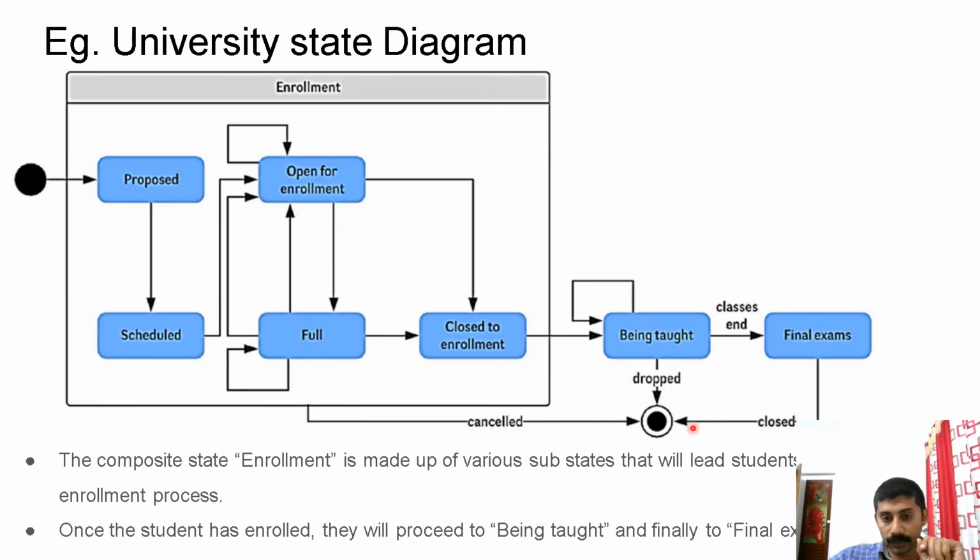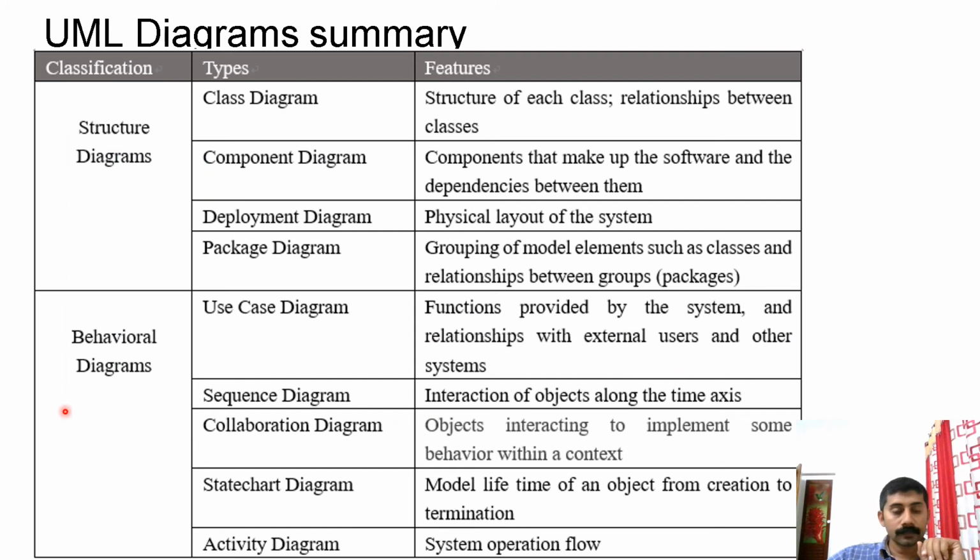Here also you have exit final state options. From the being taught state, student can drop out. From the final exams, then it is closed. Means after the exam also it can come to the final state. From the registration time also it can actually getting cancelled. So all these indicates the final stage. So that's all about the state machine diagram.